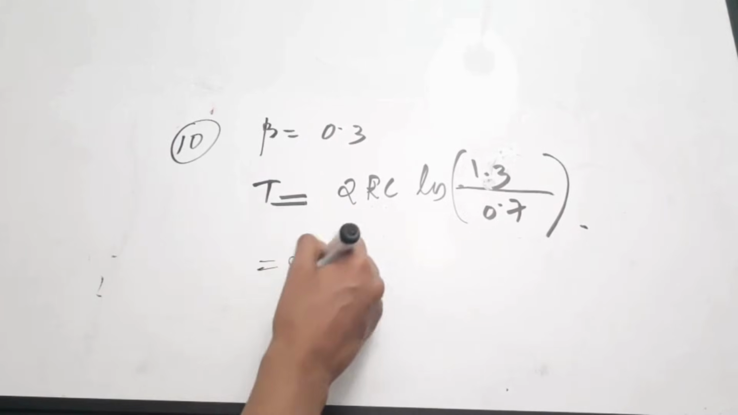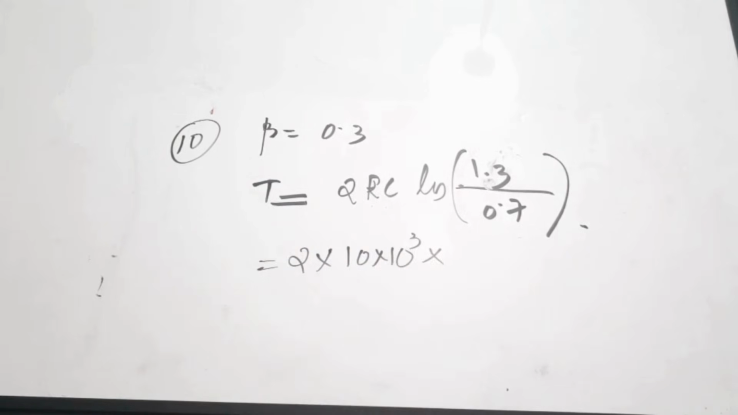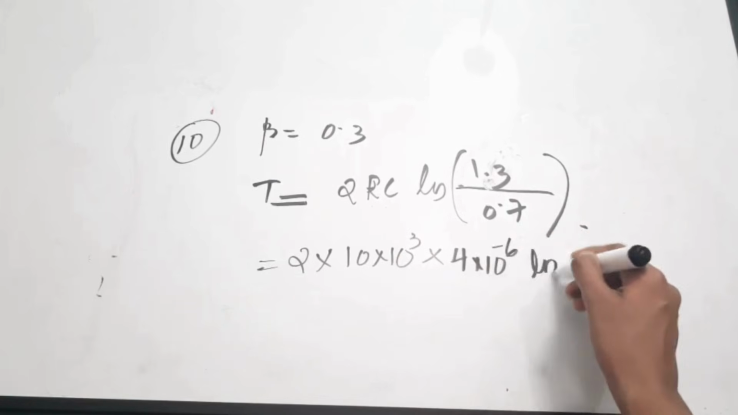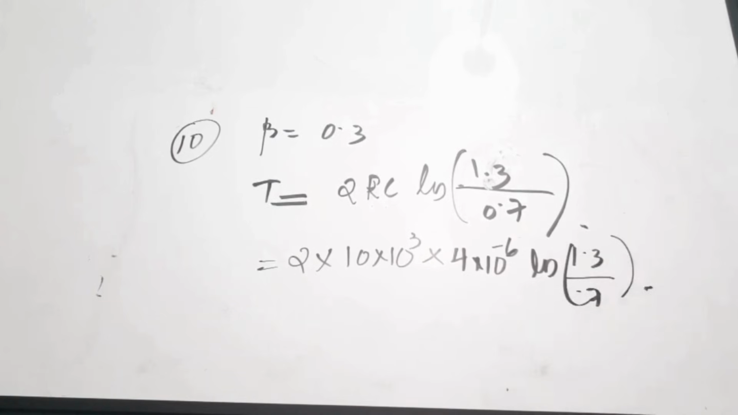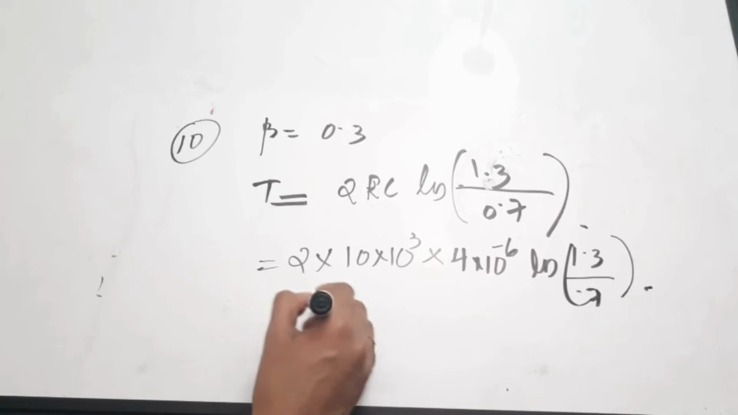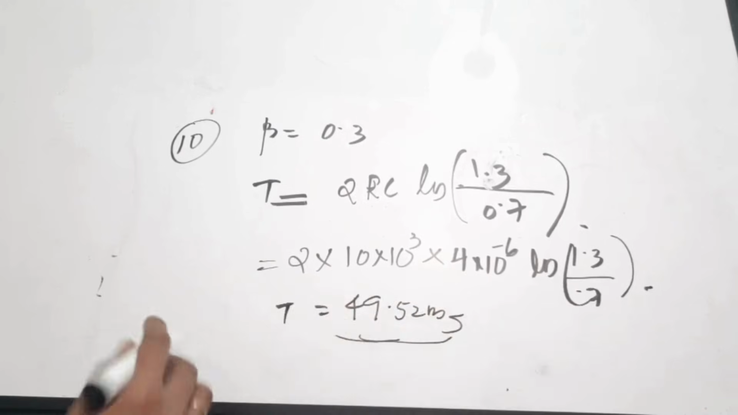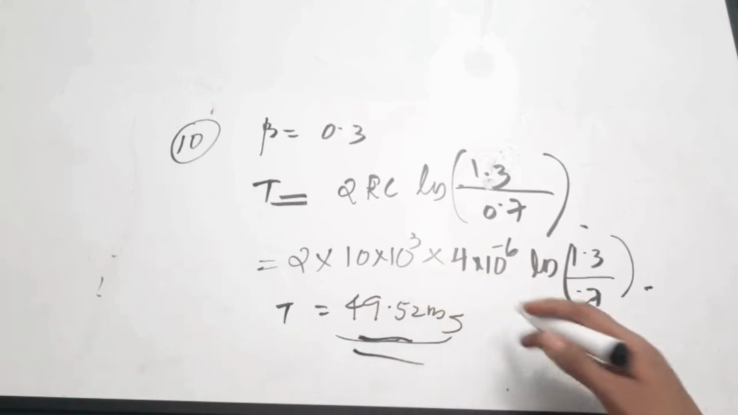That is 2 into R, which is 10K, 10 into 10 raised to 3, into C, which is 4 microfarad, 4 into 10 raised to minus 6. Then ln 1.3 by 0.7. Okay, and if you solve it, you will be getting T equal to 49.52 milliseconds.